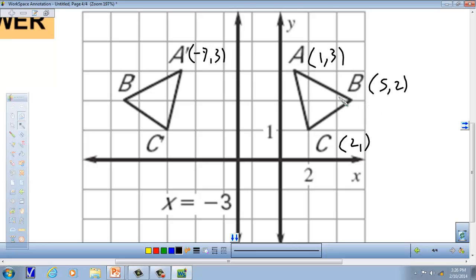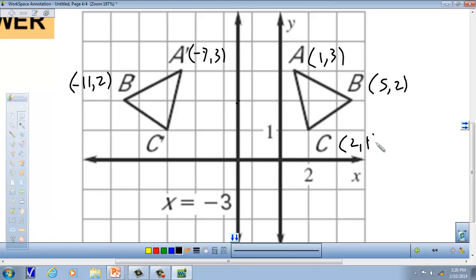For 5, we can see it's 1, 2, 3, 4, 5, 6, 7, 8 away. So we have to go another 8. So we'd go 1, 2, 3, 4, 5, 6, 7, and 8 away. So since we went back 8 from this, that would make this -11, 2.